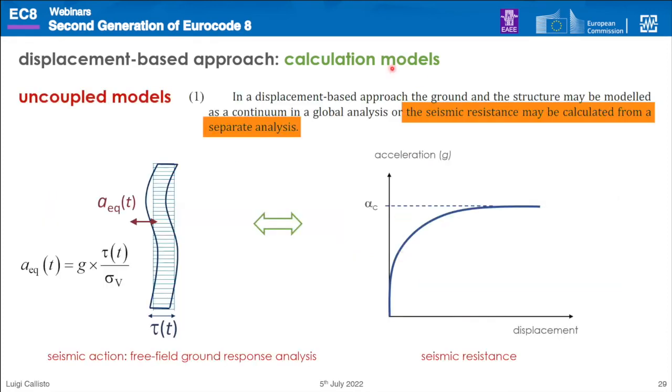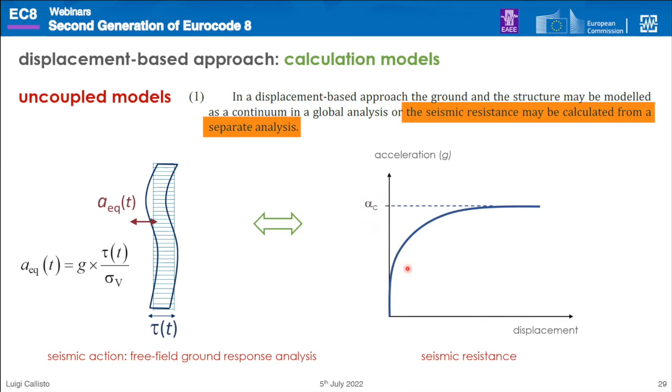So this is a self-consistent calculation model. But on the other hand, if we don't want to do that, which is a time-consuming, complicated expert analysis, we may opt for a decoupled approach. In this decoupled approach, we calculate the actions using free field ground response analysis, the action being a time history of the acceleration, and we express the resistance of our system through a capacity curve, which is the one that we showed before, characterized by the critical seismic coefficient.